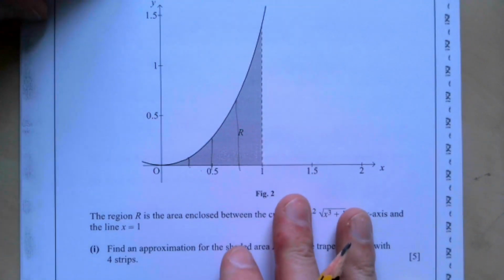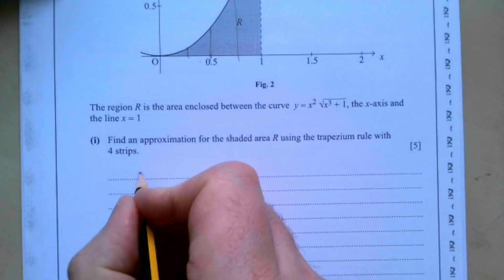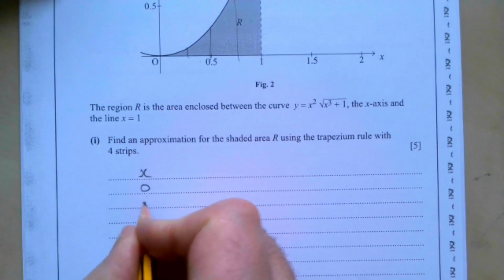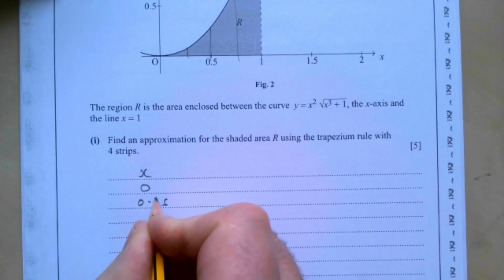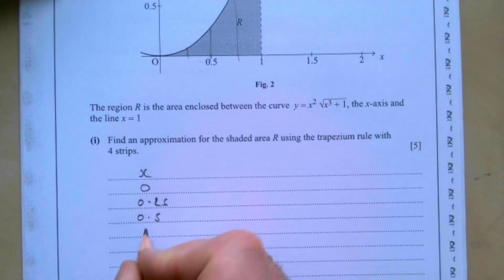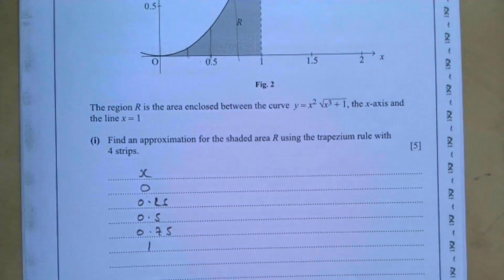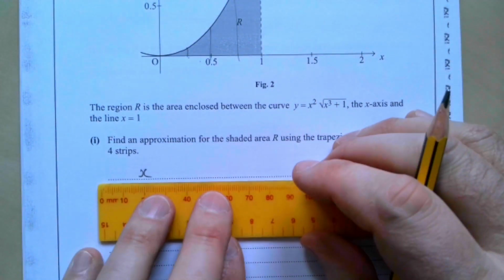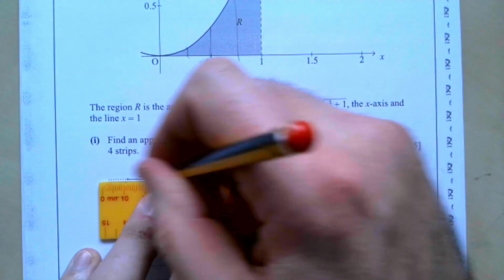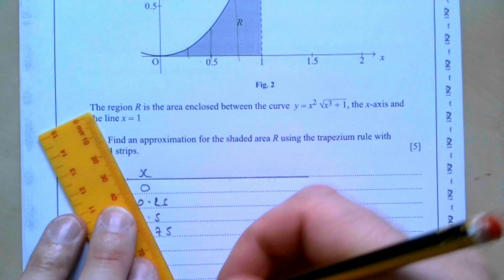So let's get our table drawn up for this. My values of x, as I say, are 0, 0.25, 0.5, 0.75, and then 1. Just to keep things vaguely neat here.